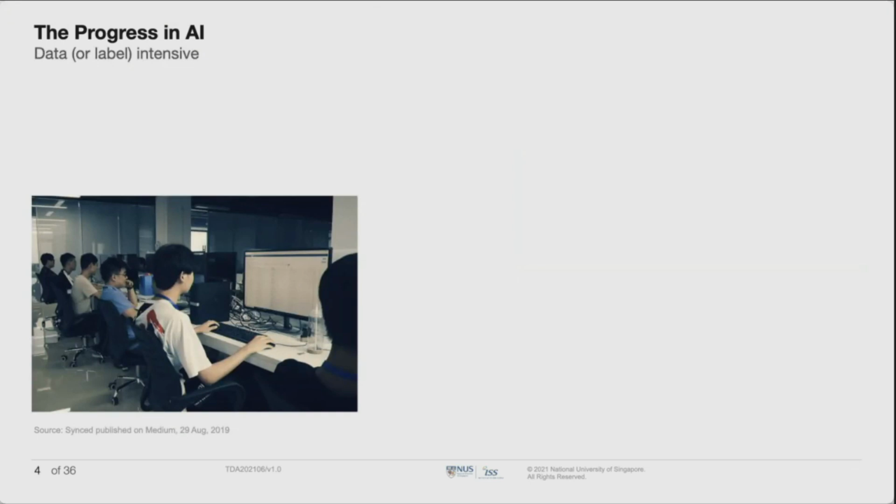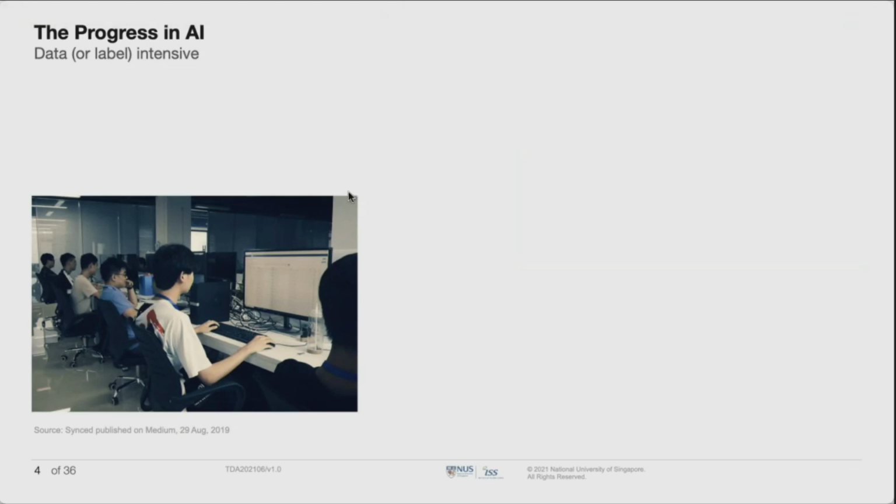To get a working AI model, we usually need to perform supervised learning. And in supervised learning, the AI model needs not just the data, it also needs to have the labels that correspond to the images, the text, the videos that we have collected. And creating these labels is nothing but easy.